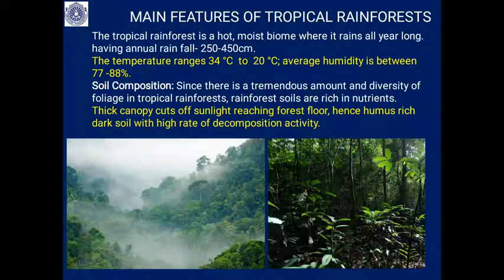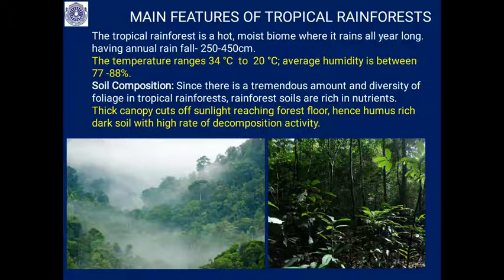What are the main features of the tropical rainforest? Tropical rainforest is a hot, moist biome where it rains throughout the year. Usually the annual rainfall is between 250 centimeter and 450 centimeter, and that much rainfall supports the tall trees. The temperature fluctuation is not much. It is usually between a highest of 34 degree centigrade and a lowest of 20 degree centigrade. Average humidity is between 77 and 88%.